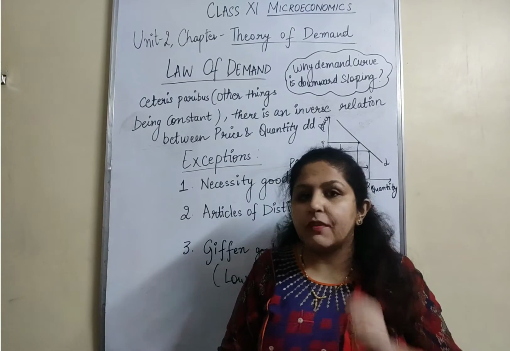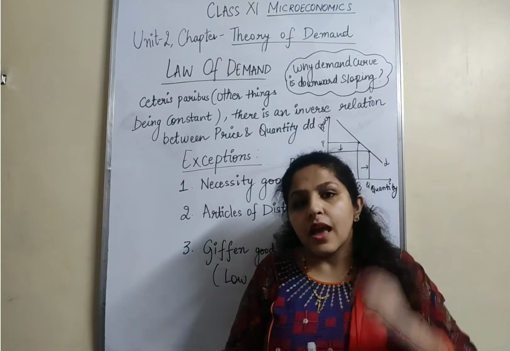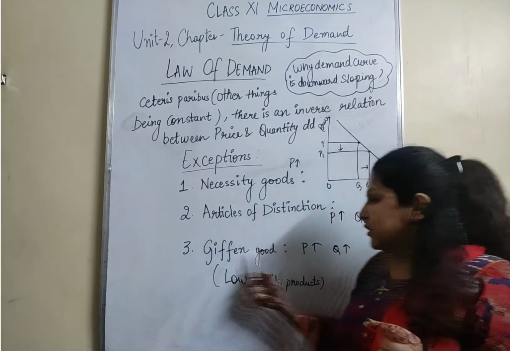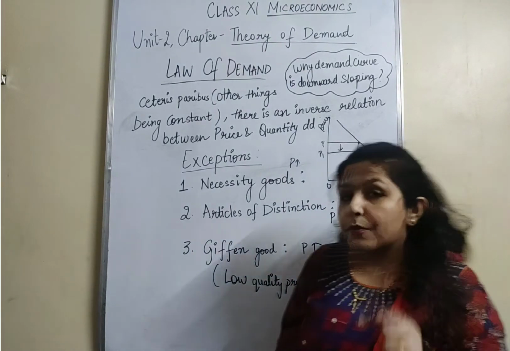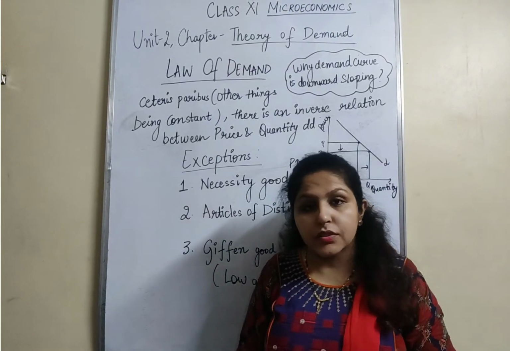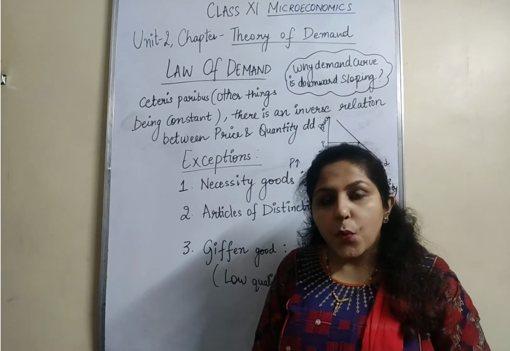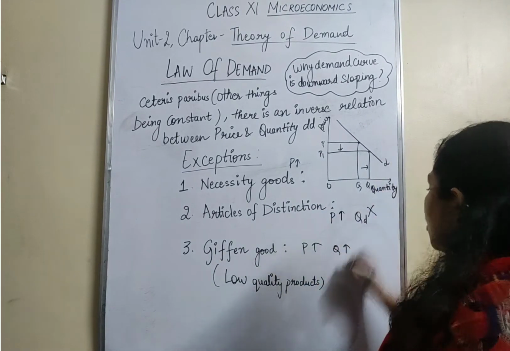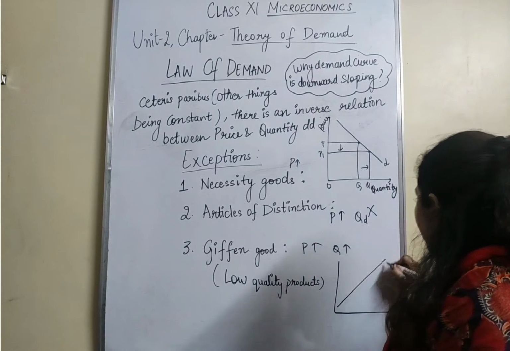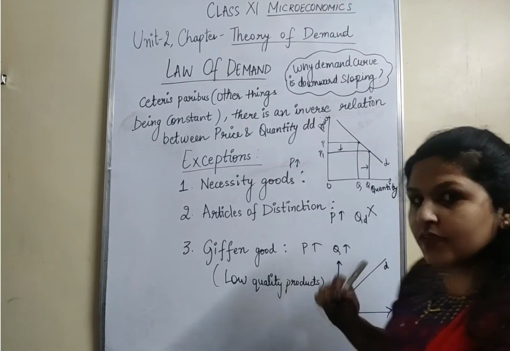But then also people were consuming and increasing the demand. So there he saw an exception and named those goods as Giffen Goods. So Giffen Goods are those inferior, low quality products. You should remember the definition of Giffen Goods. Giffen Goods are those low quality products whose demand increases with the increase in price. So here the law of demand does not work, and the demand curve is downward sloping from up down.